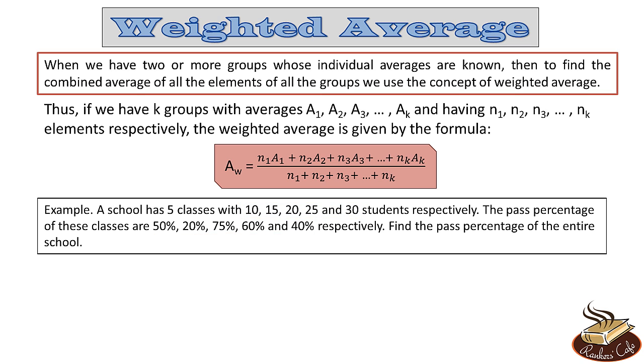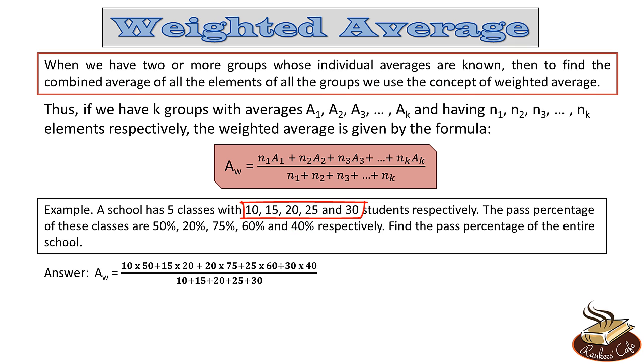Using our concept of weighted average, the pass percentage of the entire school is given as AW is equal to 10 into 50 plus 15 into 20 plus 20 into 75 plus 25 into 60 plus 30 into 40 divided by 10 plus 15 plus 20 plus 25 plus 30. On solving this, you will get the answer as 50%. Now the concept of weighted average also leads us to a very important concept of alligations. Let's understand alligations first, then we will do some numericals.